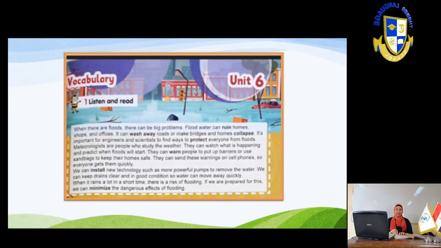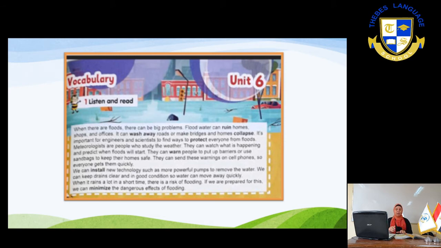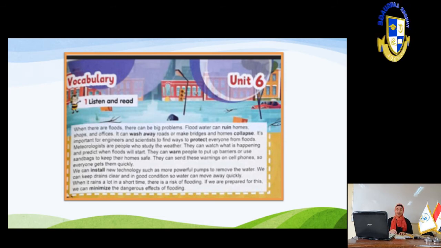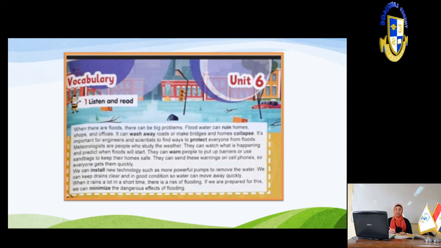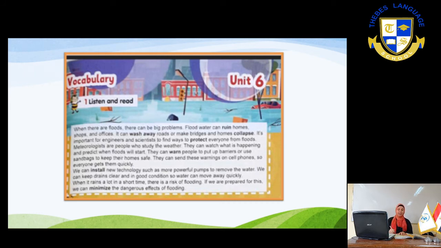When it rains a lot in a short time, there is a risk of flooding. If we are prepared for this, we can minimize the dangerous effects of flooding.